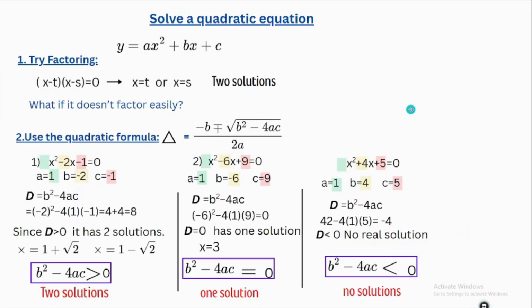Today's lesson is about solving quadratic equations. The general form of a quadratic equation is y equals ax squared plus bx plus c. There are four main ways to solve a quadratic equation. The first way is factoring. We factor the quadratic equation into two parentheses and we get two solutions from factoring.